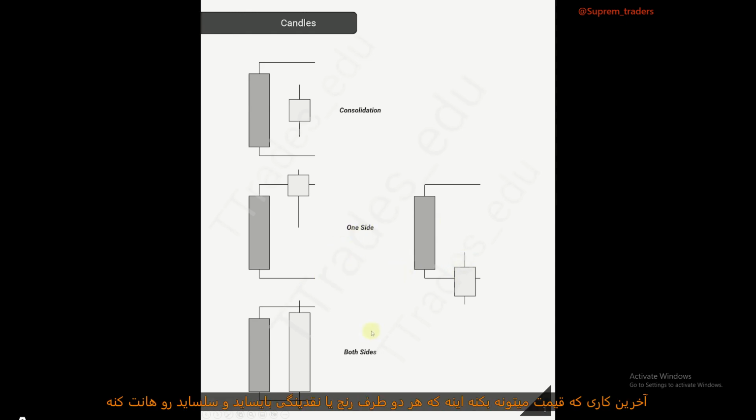The last thing price can do is take out both sides of the range, or buy side and sell side liquidity. So for example, here, price took out buy side and sell side liquidity. So if price is not in a consolidation, I can anticipate price moving towards the previous candle's high or low, or in some cases both. And this is why it is important to know where these levels are located on multiple different time frames.